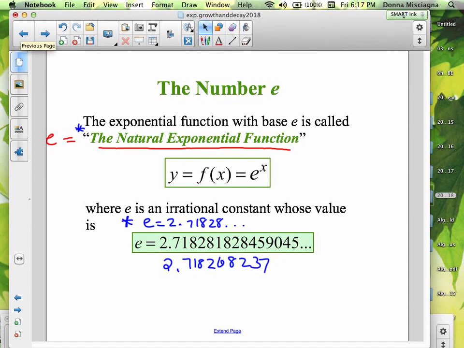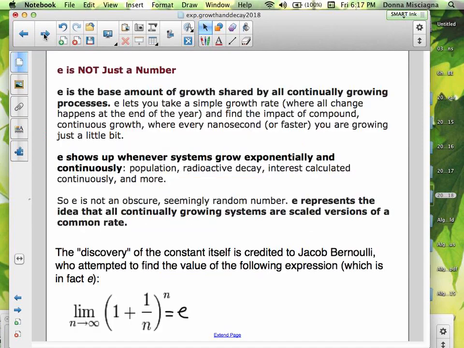Now let's go over how important e is. I can hardly contain my excitement over e. So you can see, look, all this time you have to write things down while I'm waiting for the page to turn. e is not just a number. It is a number, but it's not just a number. It's so much bigger than that. e is the base amount of growth shared by all continually growing processes.